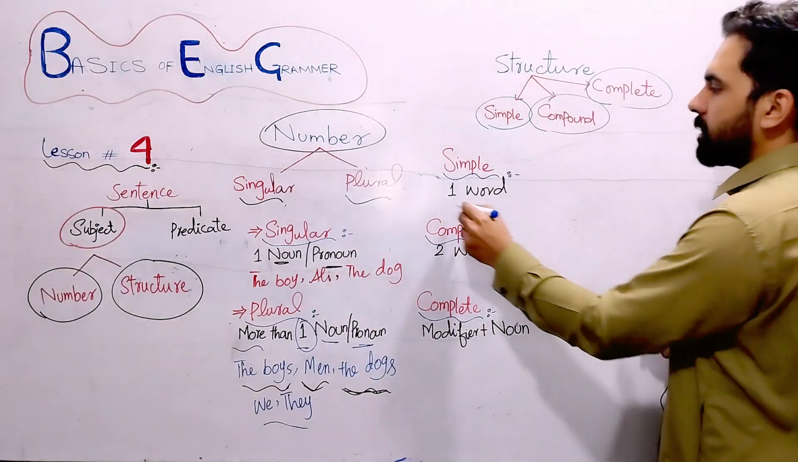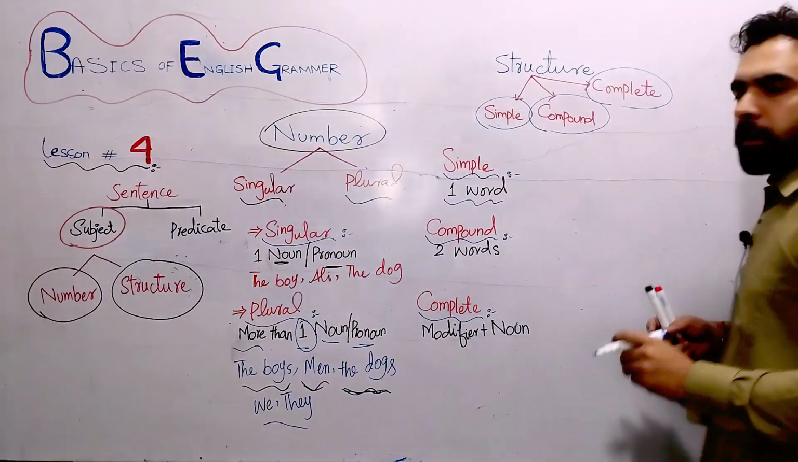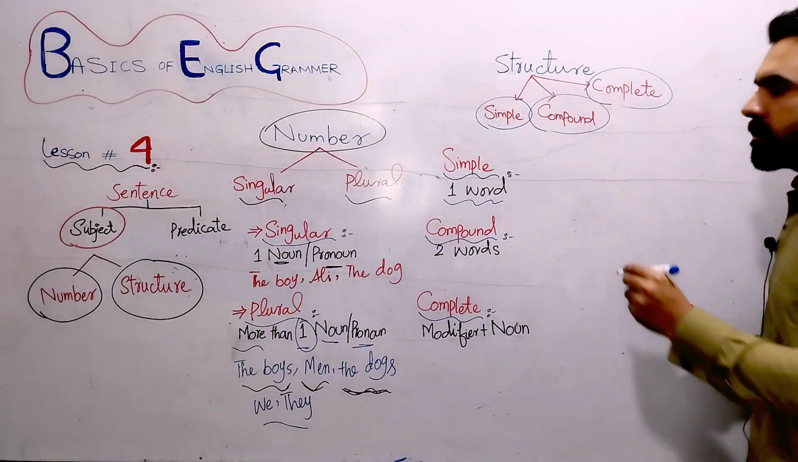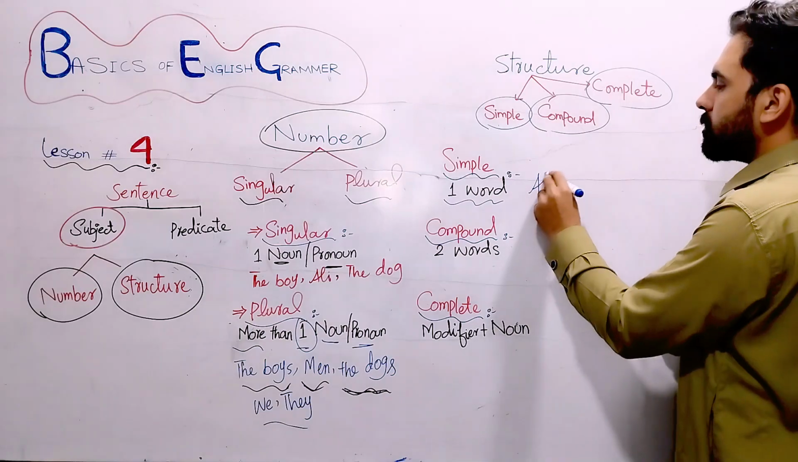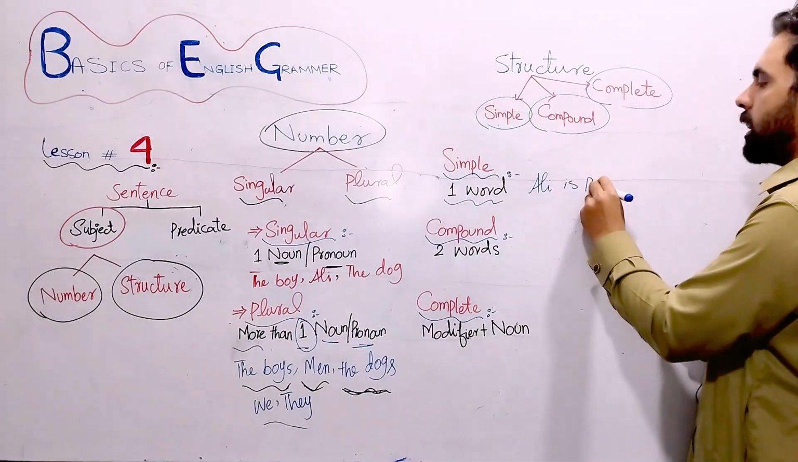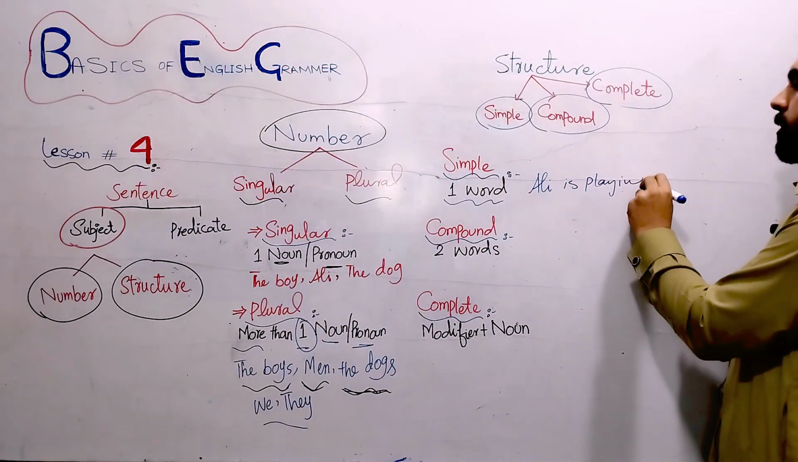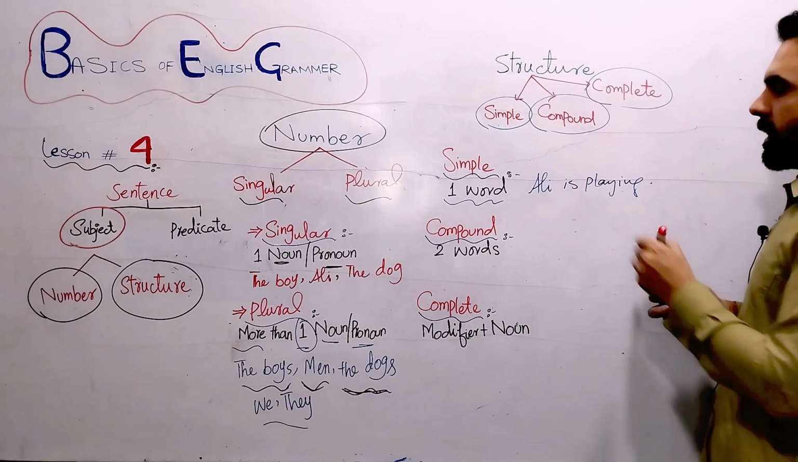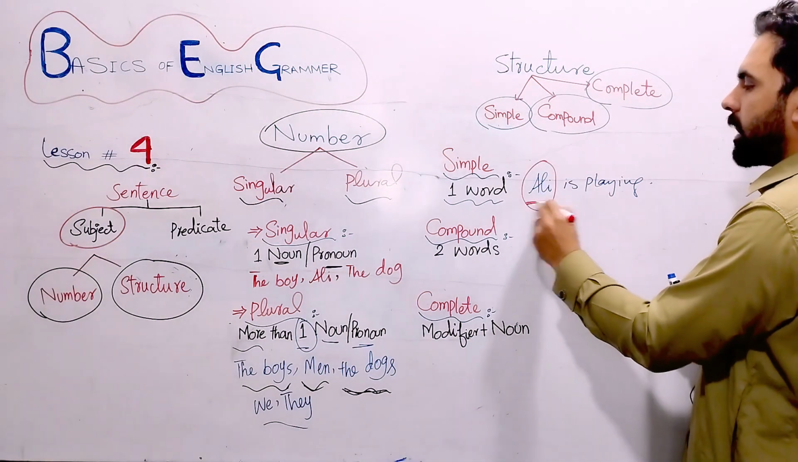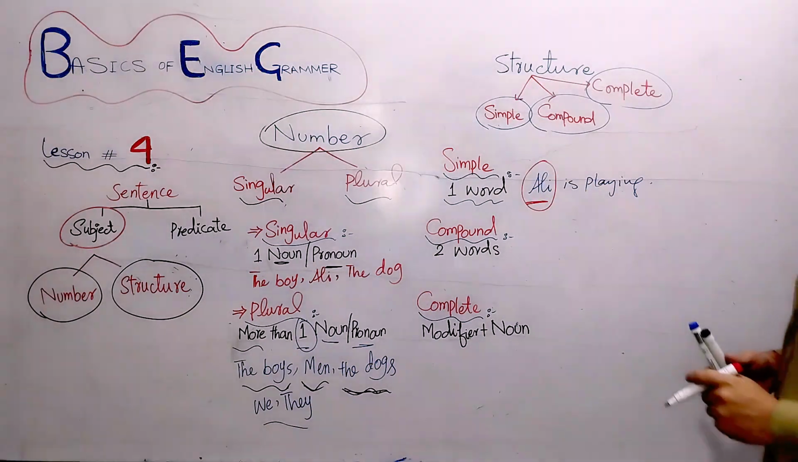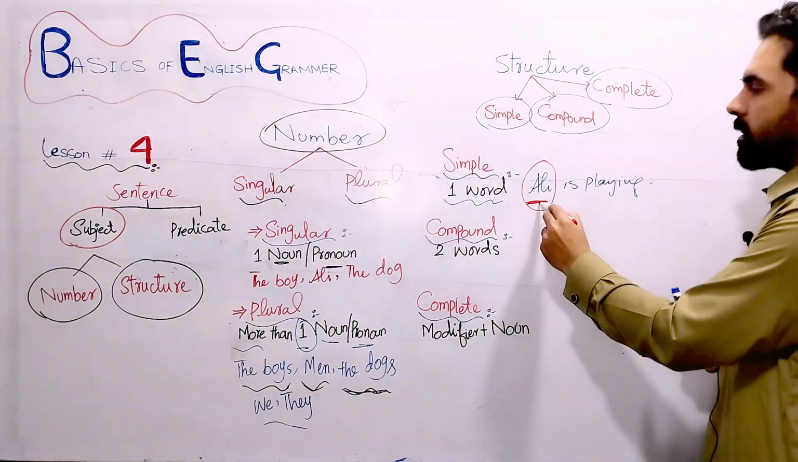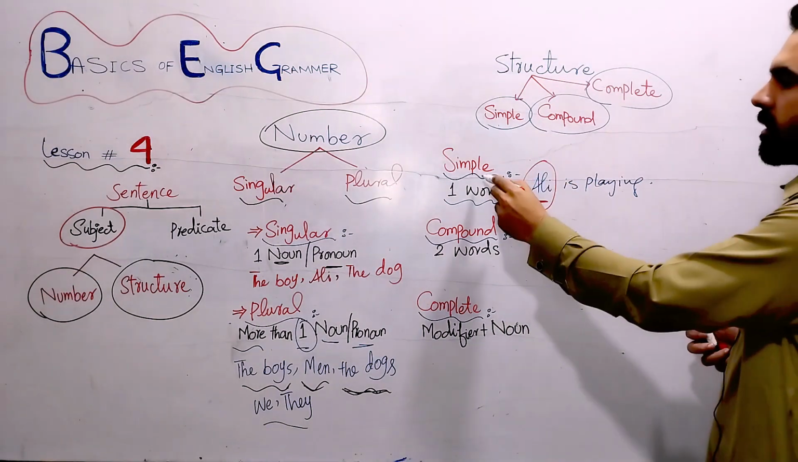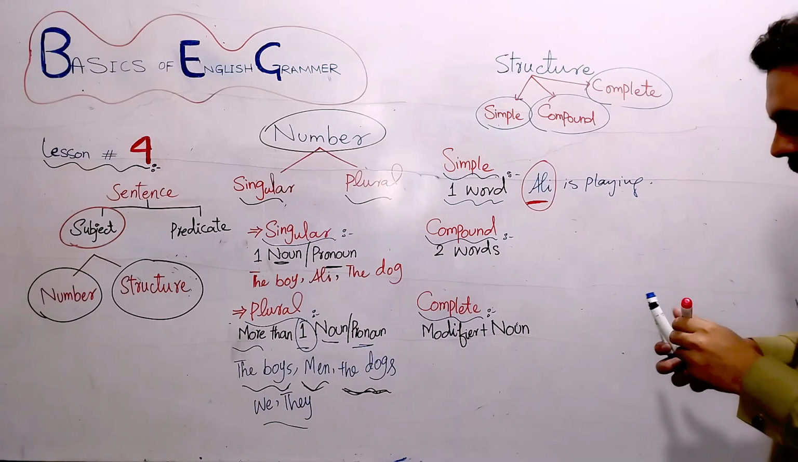Simple subject means there would only be one word. For example, Ali is playing. Now in this sentence, Ali is a subject and it is a single word. So this subject by structure is a simple subject.